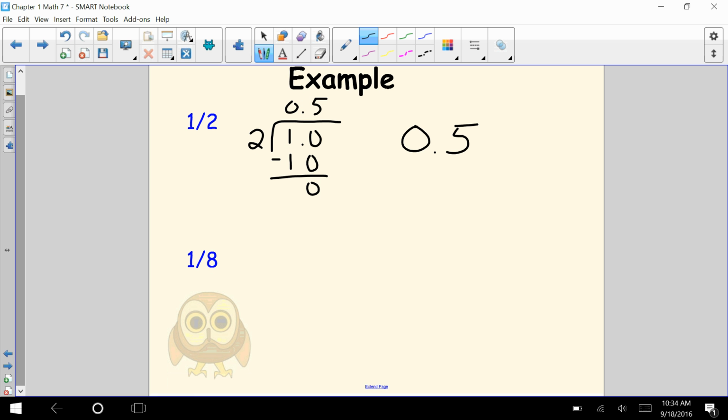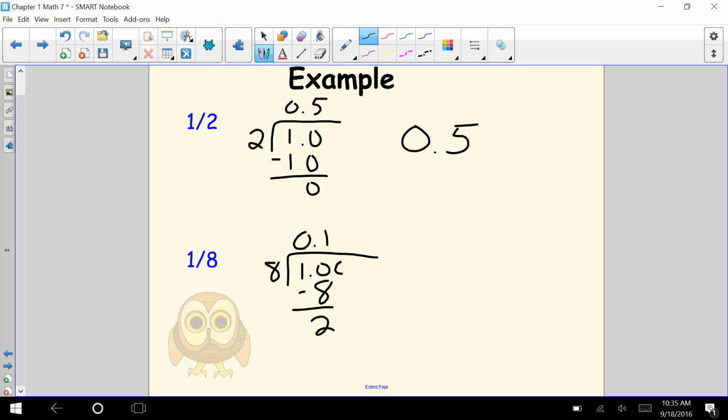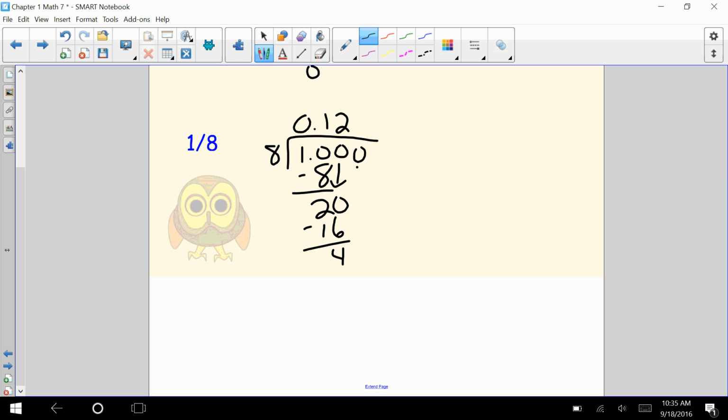For 1/8, I put the 1 underneath, the 8 outside. 8 doesn't go into 1, so I add a decimal and a 0. 8 goes into 10 one time, so I take my 8 and I have 2 left over. So now I add another 0. We do not want remainders. Bring my 0 down. 8 goes into 20 2 times, which gives me 16. Subtract and I get 4. Add another 0, bring it down. 8 goes into 40 5 times, with nothing left over. So my final answer is 0.125.